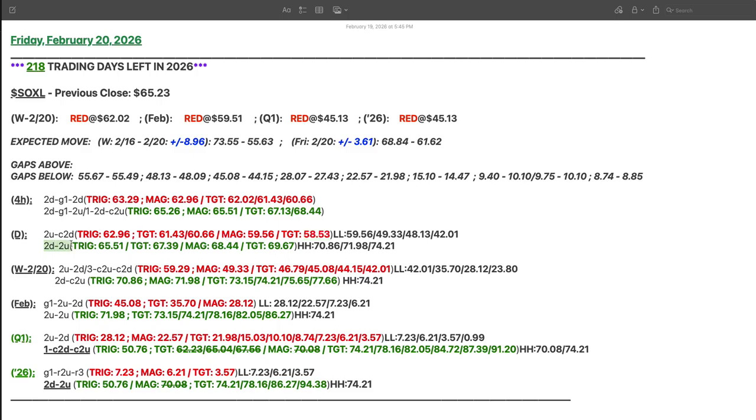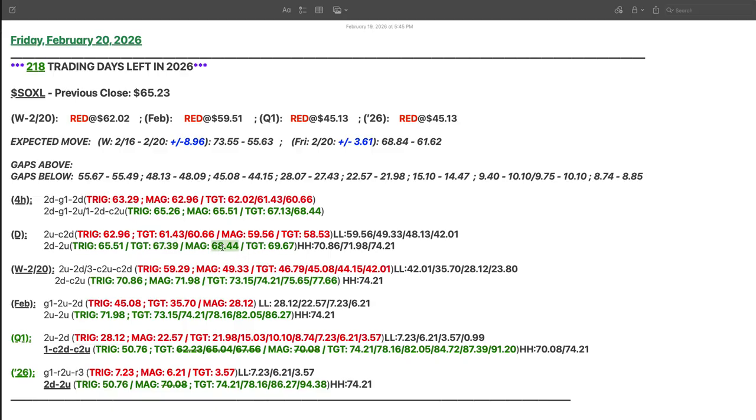To the upside, we would have a 2 down 2 up triggering at 65.51, magnitude of that move 68.44. So again, since we're in the middle of this chop zone, we've got this intermediate target here at 67.39. Was pretty good resistance in the past over the past week or so. Or, I'm sorry, not just resistance, but a good resistance support level, pretty strong one. So wouldn't doubt seeing a rejection there if things aren't pushing strong tomorrow.